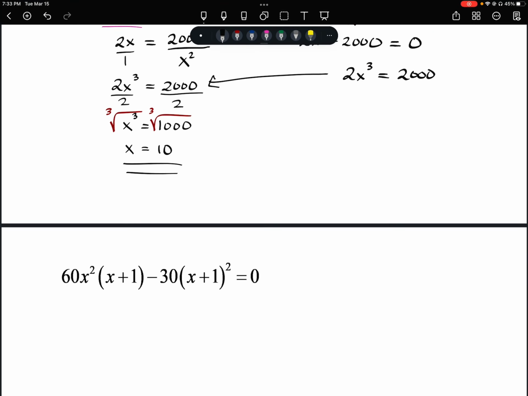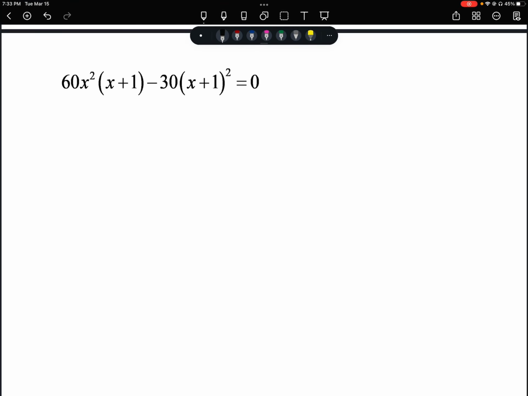All right, let's move on. The next one we have is 60x squared times the quantity x plus 1 minus 30 times the quantity x plus 1 squared equals 0. There are multiple ways to solve this one. Some people may want to simplify the whole thing out, and that's fine. I would look at it and say, hey, we have two different terms here, so do we have any common factors? Let's look for the greatest common factor between these.